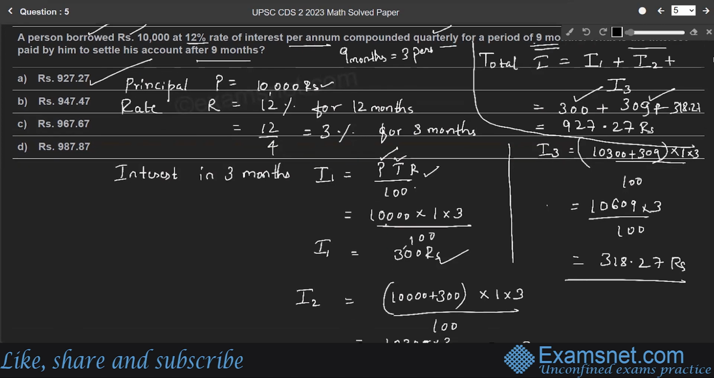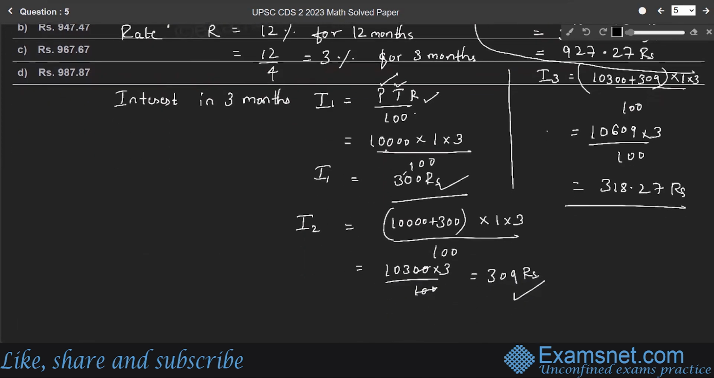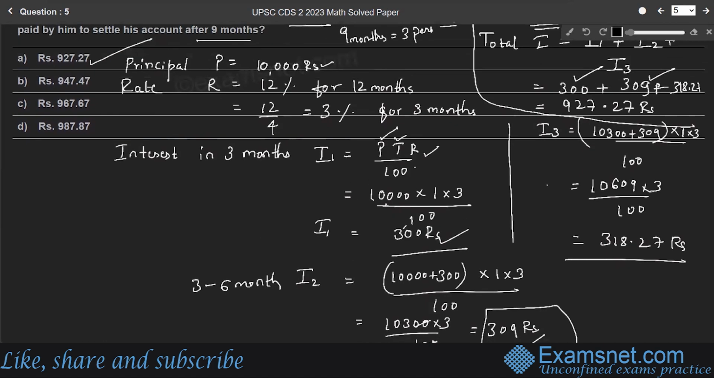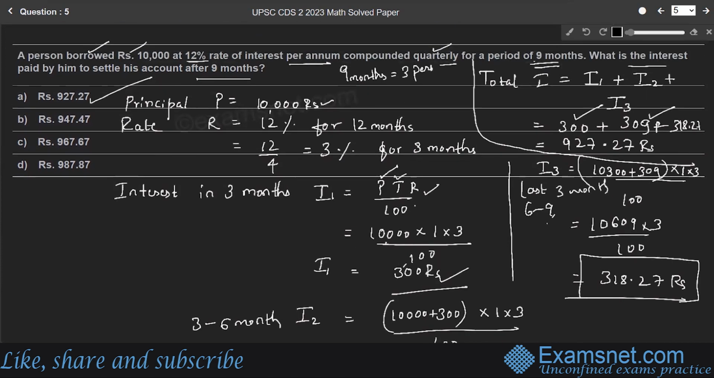For the first 3 months, he paid 300 rupees as interest. In the next 3 months, 3 to 6 months, he paid 309 rupees as interest, and in the last 3 months, 6 to 9 months, he paid 318.27 rupees. Totally, he paid 927.27 rupees to settle his account. Option A.